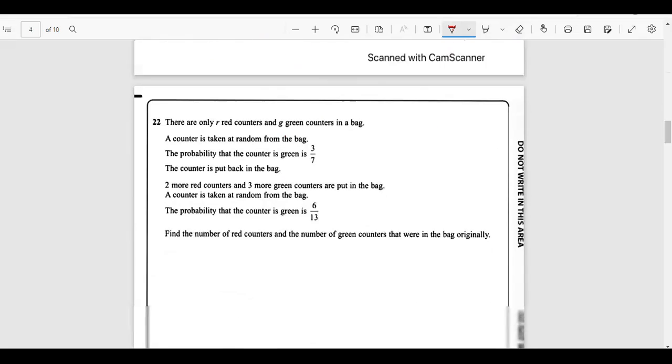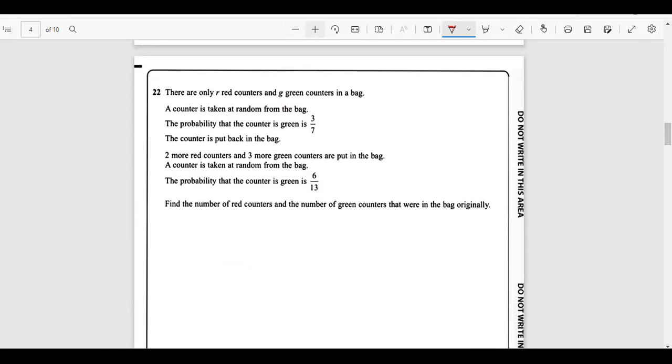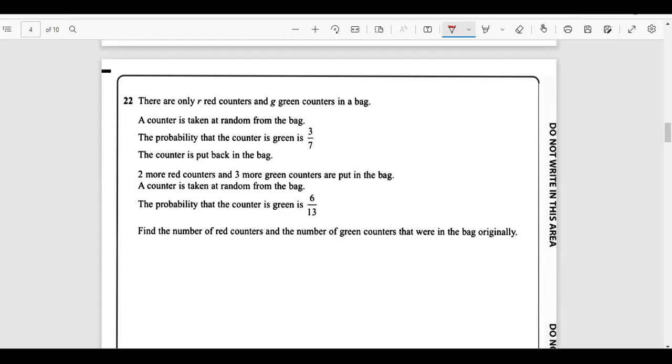Okay. So, right. Let's talk about probability now. Now it says there are only R red counters and G green counters in a bag. A counter is taken at random from the bag. The probability that the counter is green is 3/7. The counter is put back in the bag. 2 more red counters and 3 more green counters are put in the bag. A counter is taken at random from the bag. The probability that the counter is green is 6 by 13. Find the number of red counters and the number of green counters that were in the bag originally.